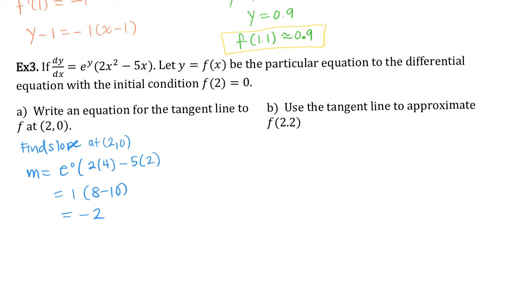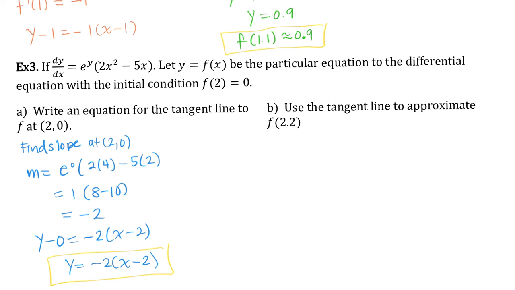Okay, and then the initial condition was f of 2 equals 0. So I'm going to have y minus 0 equals negative 2 times x minus 2. Or I could have just said y equals negative 2 times x minus 2. Okay, so did I do what they asked? Write an equation for the tangent line of f at (2, 0). I did. So this is my equation for the tangent line.